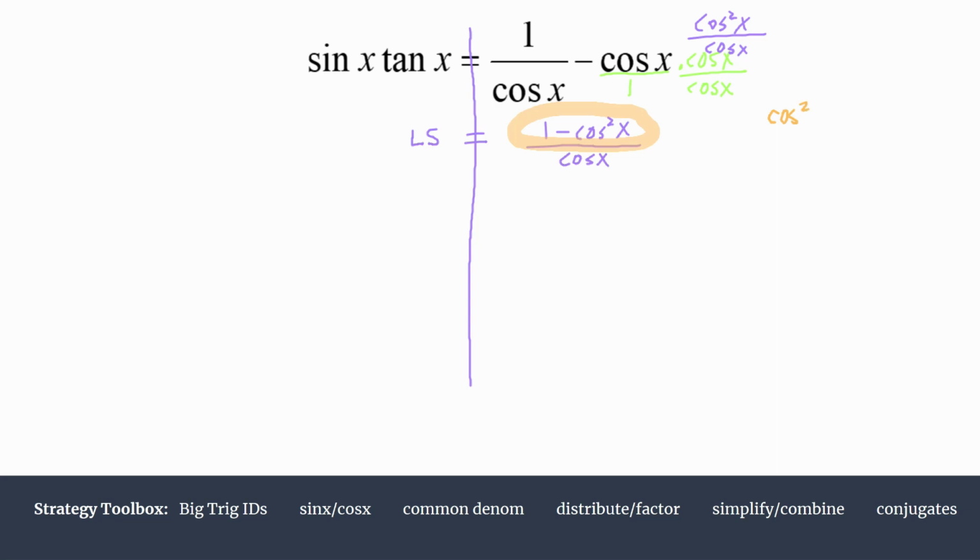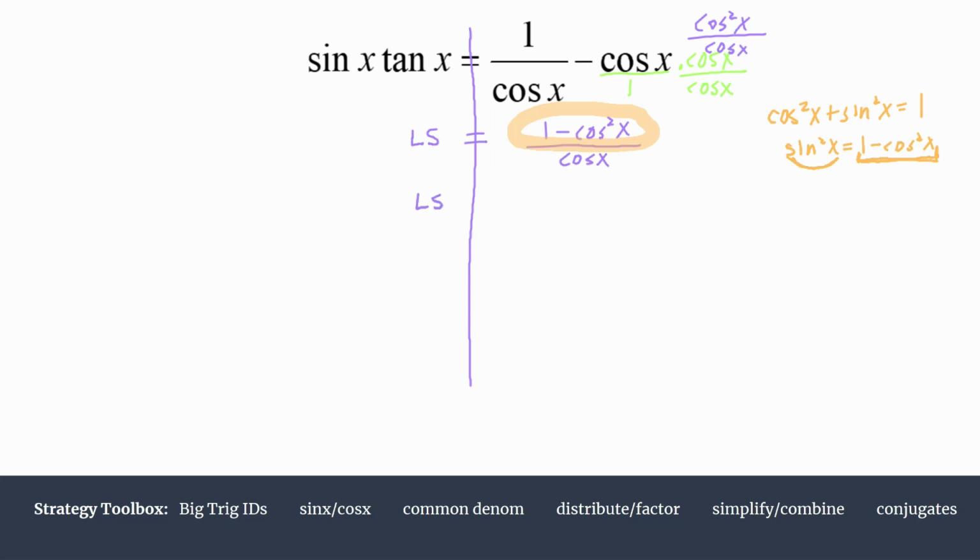So here's cosine squared plus sine squared equals 1. And because this is one of our big trig identities, we can rearrange it. So simply subtract cosine squared from both sides, and you'll see that sine squared is equal to 1 minus cosine squared. So let's replace the 1 minus cosine squared in our identity with sine squared. That'll be our next step.